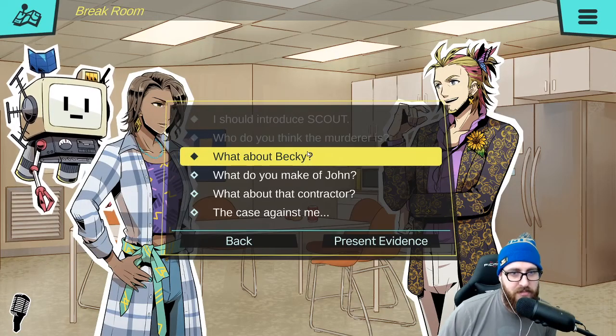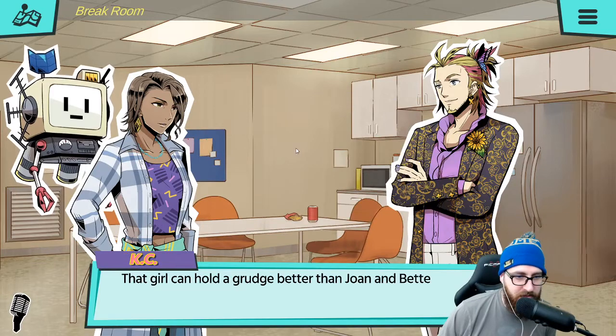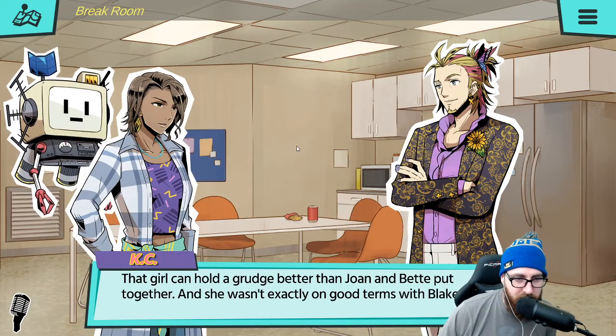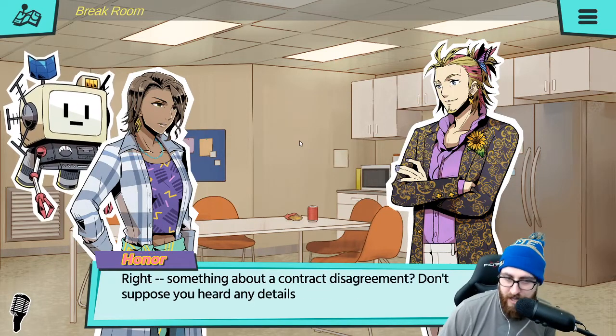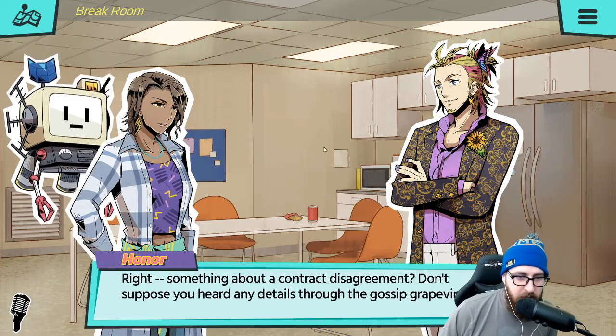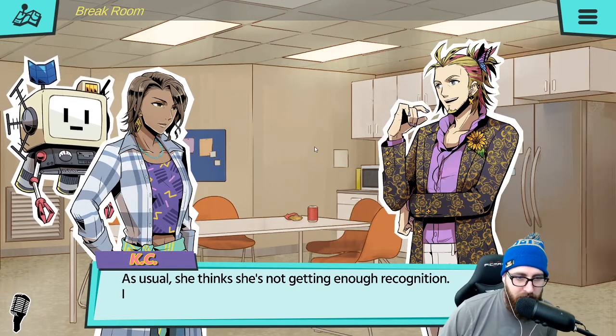Good one. What about Becky? Could she have killed Blake? The girl can hold a grudge better than Joan and Bet put together, and she wasn't exactly on good terms with Blake. Something about a contract disagreement. Don't suppose you heard any details through the gossip grapevine.